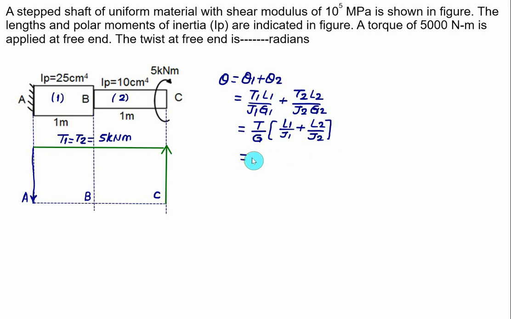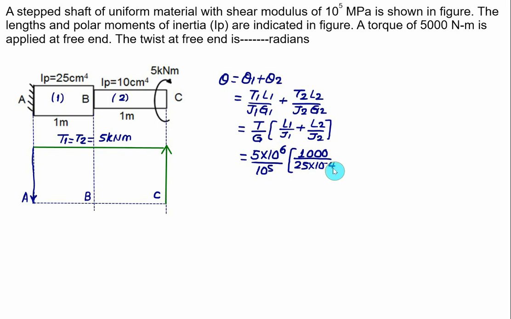Torque is equal to 5 kilonewton meter, which is 5 into 10 to the power 6 divided by G. G you have to take as 10 to the power 5 megapascal into L1. L1 is equal to 1 meter, which is 1000 mm. Actually that will also be taken common. Let's forget it. We have IP1, a J1 value of 25 cm to the power 4. So you have 25 into 10 to the power minus 4.